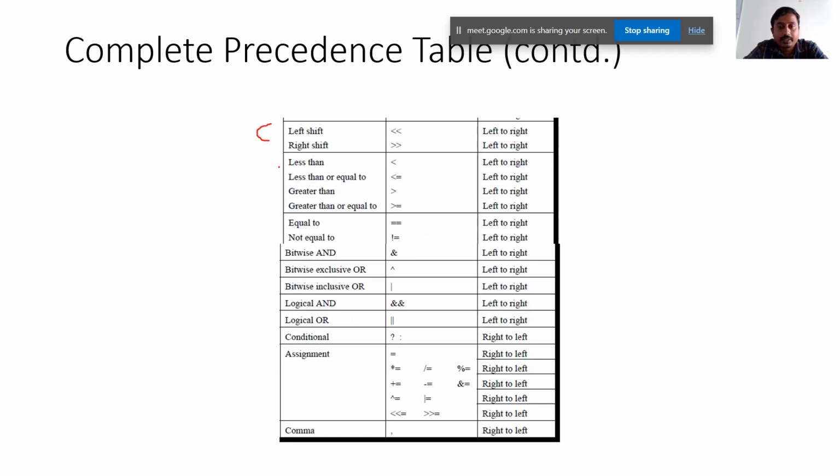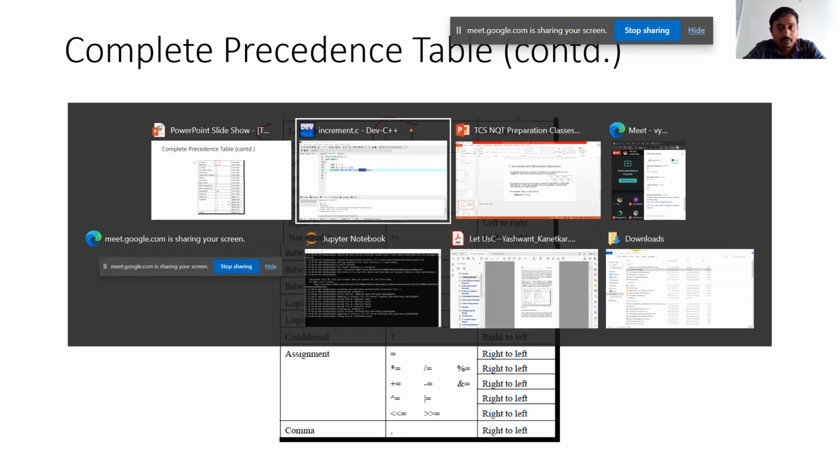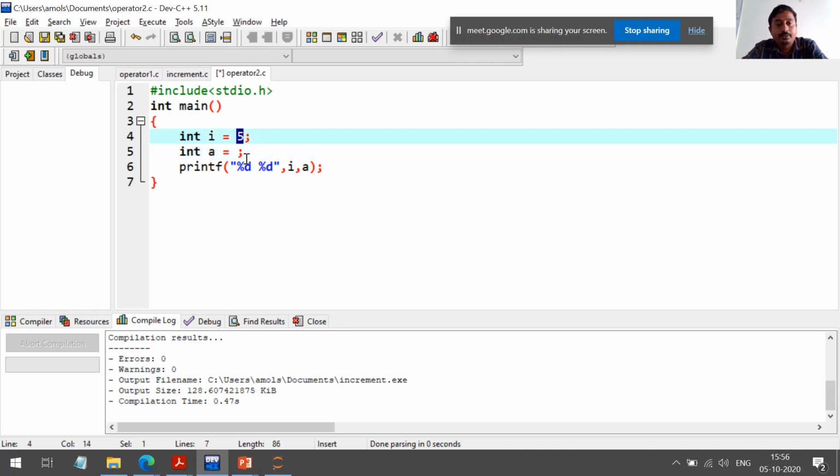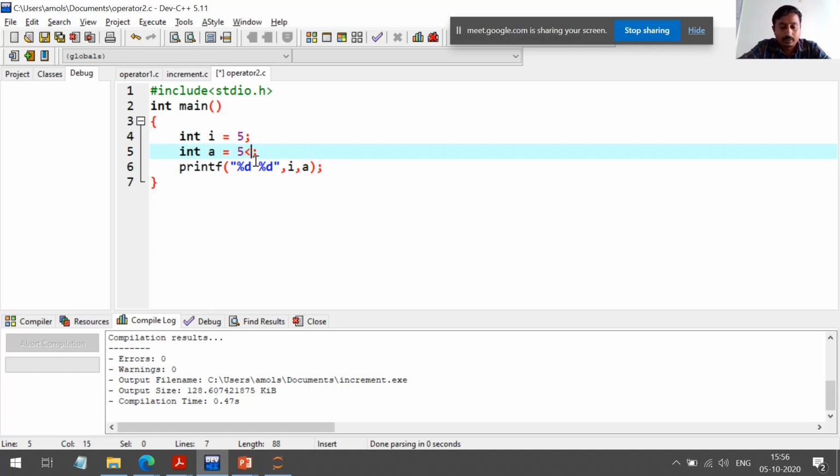These are left shift and right shift. Again, these are bitwise operators. Let me show you one demo for this. Here the value of I is 5. What I am doing is left shifting that value by 1. Now this is a bitwise operator. What will be the binary equivalent of 5? It would be 101, right?